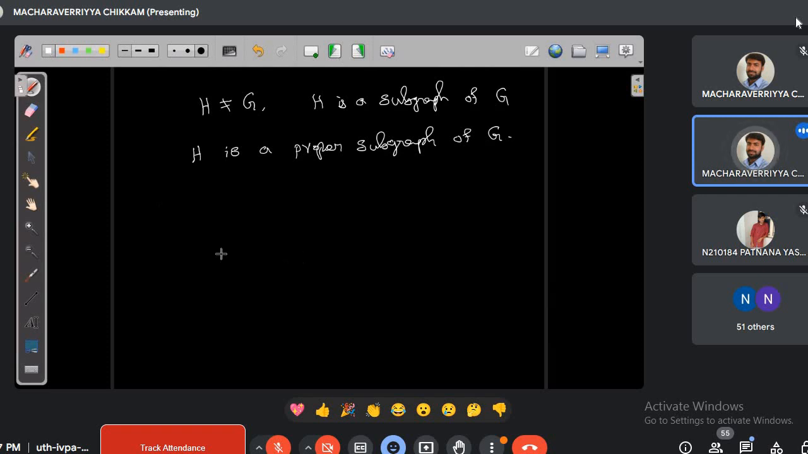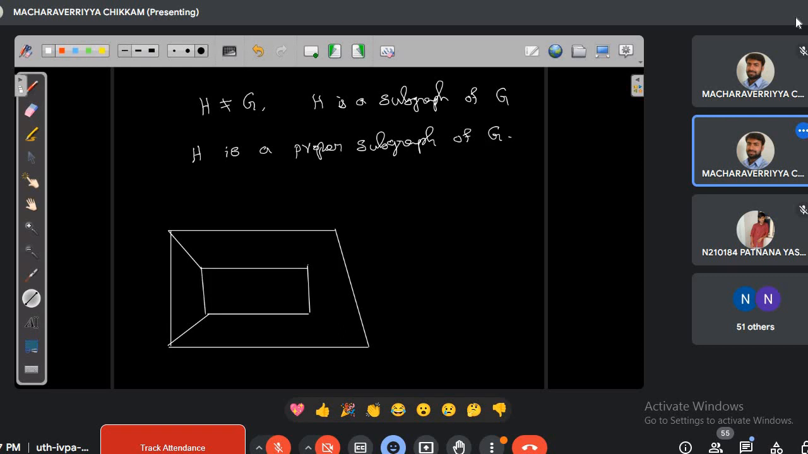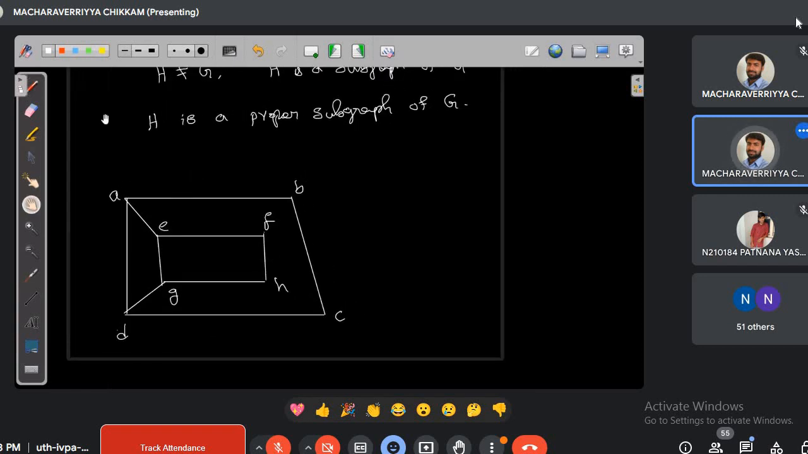Now let's look at these two graphs. Okay, so the vertices are nothing but corners here: A, B, C, D, E, F, G, H. These are the vertices. I'm taking a graph here, and I'm taking another graph.